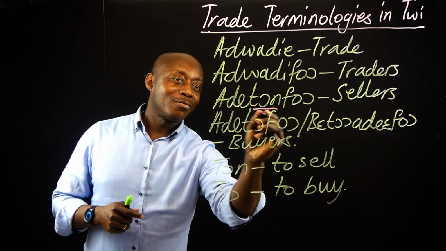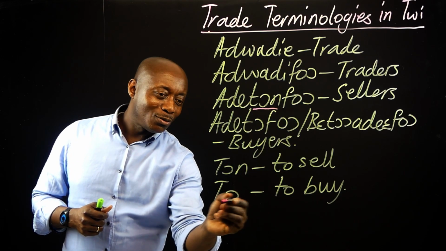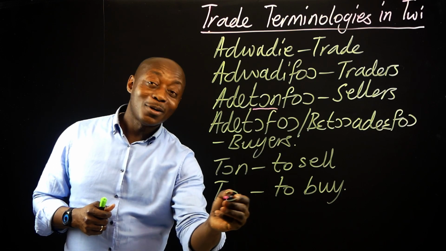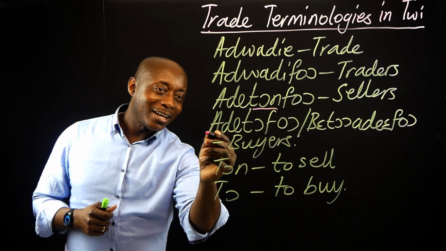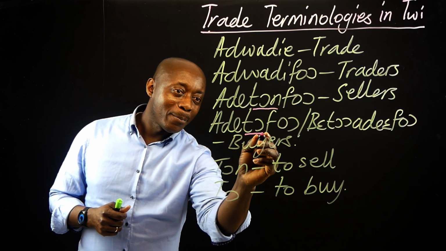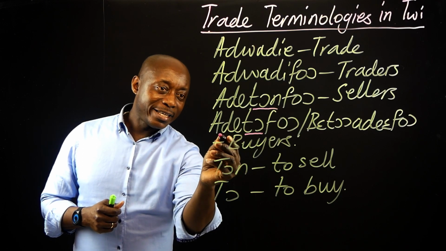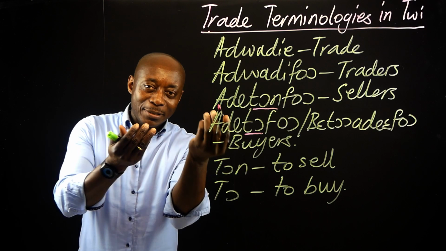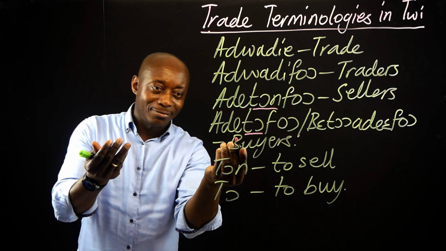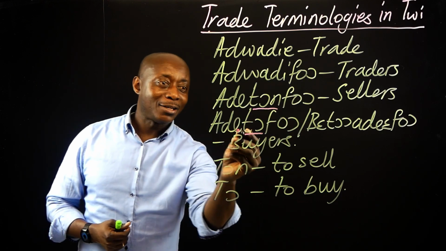Adetɔnfoɔ. And you see this tɔ. To what? To buy. And now look at here. Adetɔ. So those things, buyers, something of that sort. Ade, something, or a thing. A thing, buyers. Adetɔfoɔ.